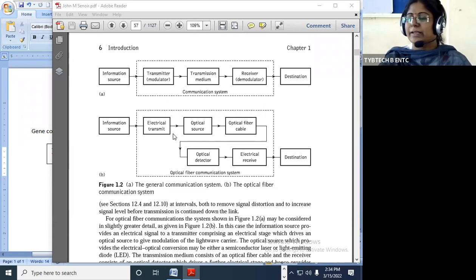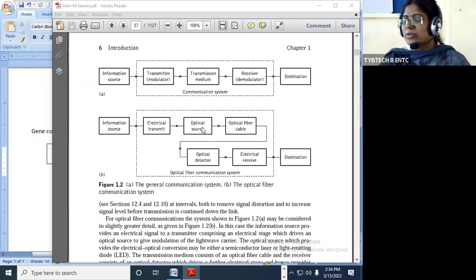Then electrical transmit. That block is processing on the basic signal in order to make it more suitable for transmission. For example, here there can be modulation. Due to modulation, the strength of the basic signal increases, and that is more suitable for transmission purpose. This is electrical transmit.